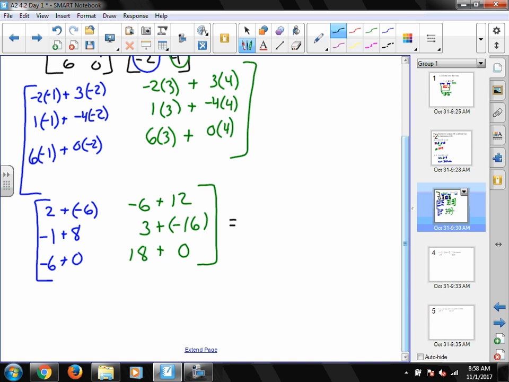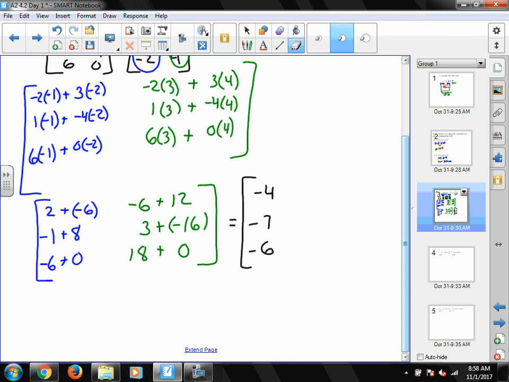And then you're just going to simply add your two numbers together. So on the left-hand side, 2 plus negative 6 is going to give you a negative 4. Negative 1 plus 8 is negative 7. Negative 6 plus 0 is negative 6. Oh, negative 1 plus 8 should give me a positive 7.